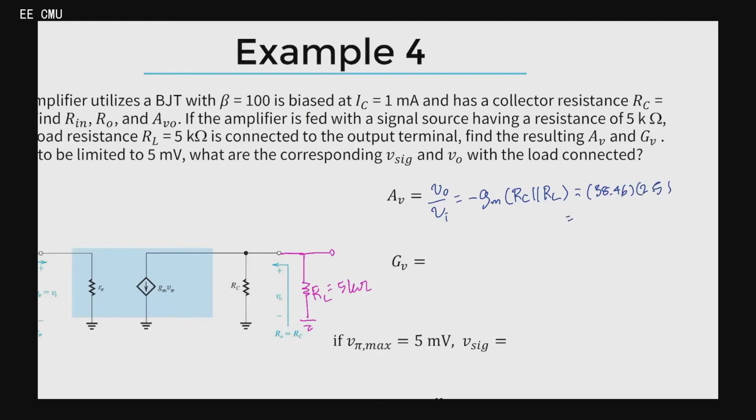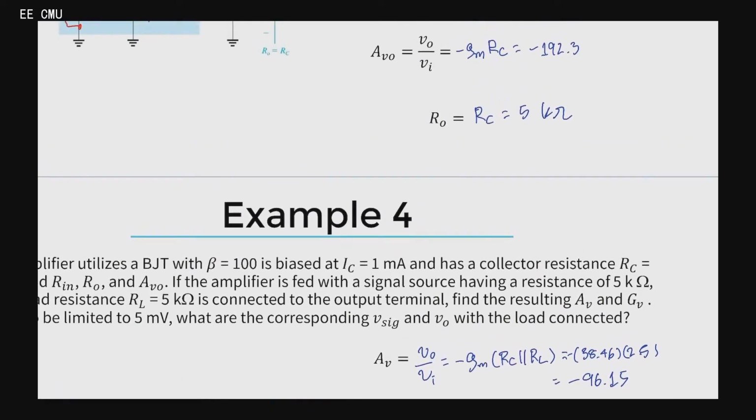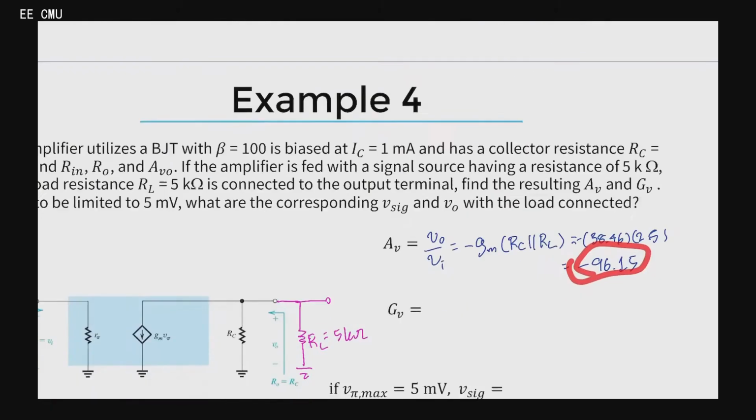This calculation works out to 38.46 multiplied by 2.5. When you perform that multiplication, the result comes out to exactly 96. Now we must remember to keep that negative sign from our previous step, which gives us a final value of negative 96.15. Can you see the picture here? Once the load is connected, the gain decreases. Do you see? This is normal, right?